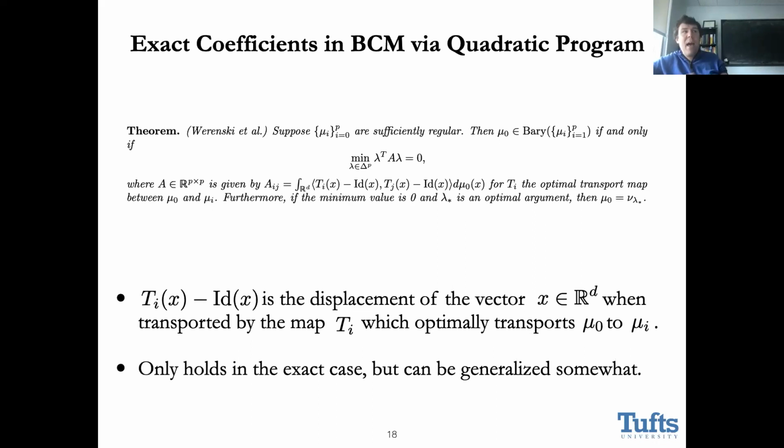Once I have A, I can look at the quadratic program: minimize lambda transpose A lambda, subject to lambda being in the probability simplex. These are linear constraints: lambdas have to be all non-negative and add up to 1. I want to check if the solution to this program is 0 or not. If it's 0, then in fact mu naught is in the barycentric span, and if there's a unique minimum, then we get the actual perfect barycentric coefficients this way.